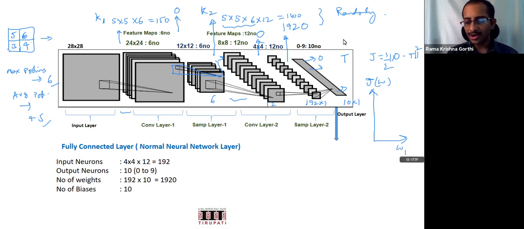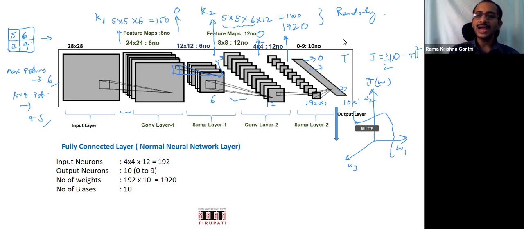Here, I can plot only up to W1, W2, at the max W3, right? But J can be some function. I can't even plot in 3 dimensions, but it can be some function, right? So what I'm trying to do is find the minima of this J function, whatever it may be, in that dimensional space.